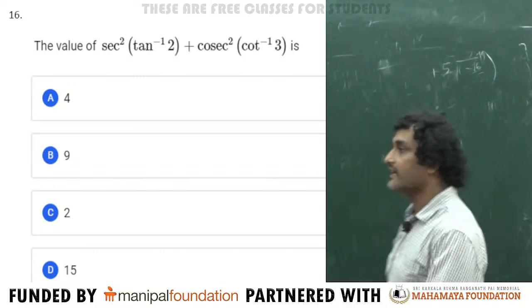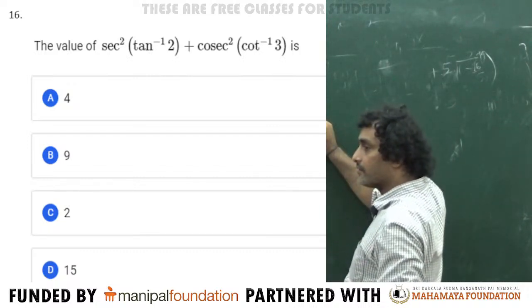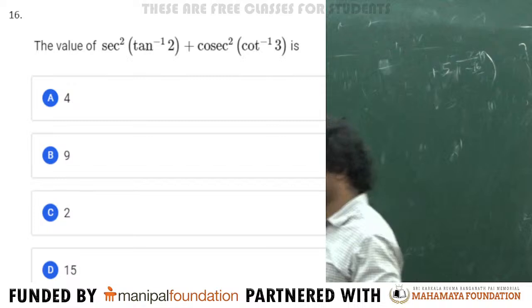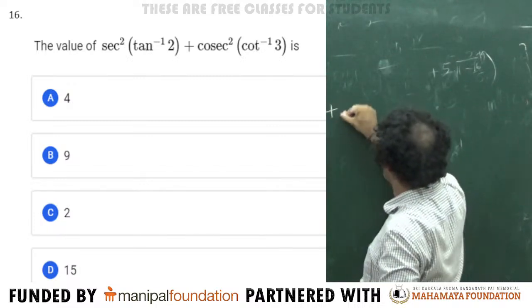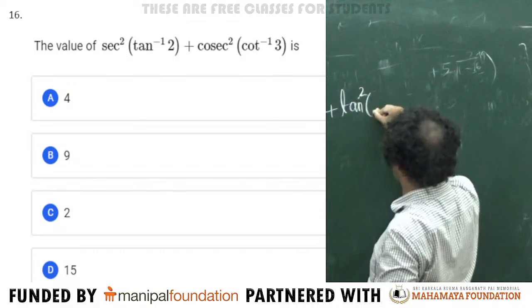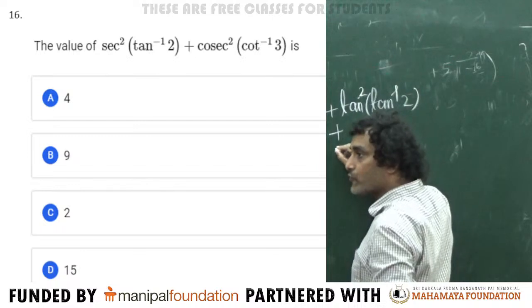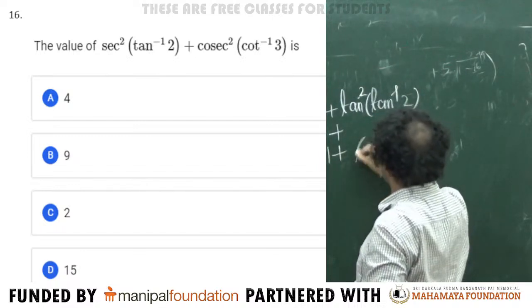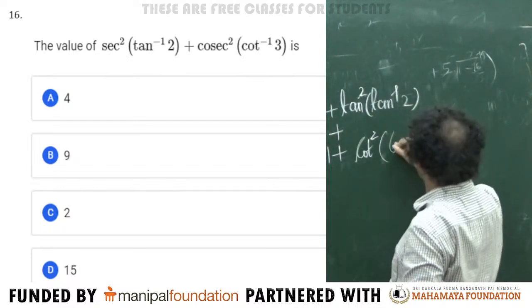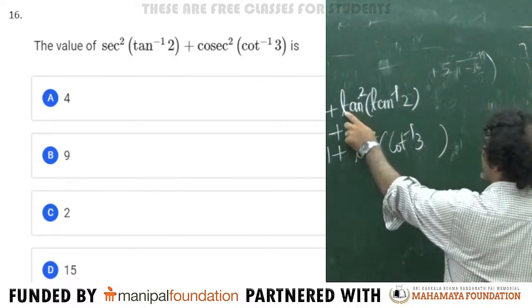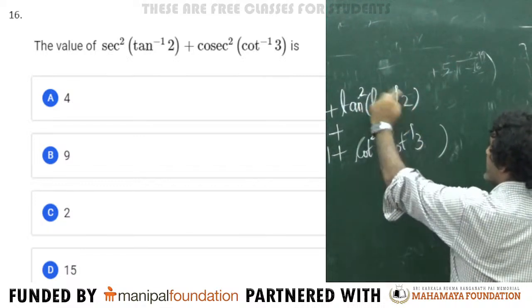Yeah, take tan inverse 2 as theta. Or what I'll do is I'll change the whole thing. Instead of secant square theta, can I write it as 1 plus tan square theta, tan inverse 2, plus instead of cosecant square theta, can I write it as 1 plus cot square theta? Who is that theta there? Cot inverse 3. What's tan of tan theta? Tan and inverse cancels. So 2. When you square it, 4, right?